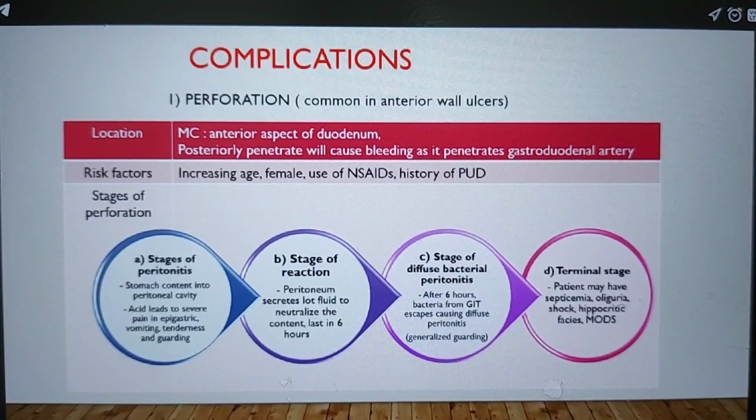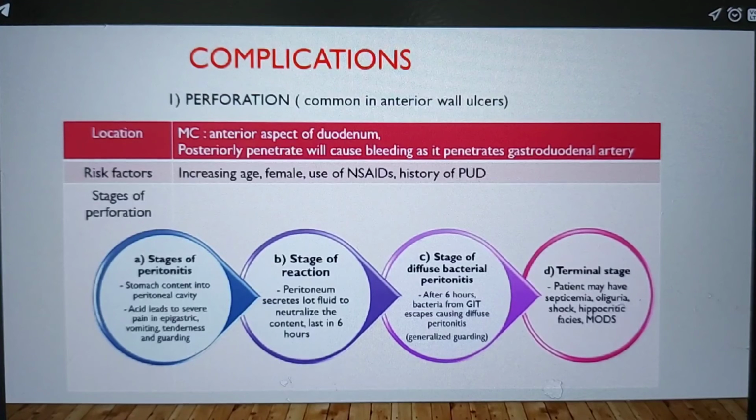Next, I will be sharing about the complications of peptic ulcer disease, the most common one being perforation. It occurs commonly in the duodenal ulcer. The location is usually at the anterior aspect of the duodenum. The perforation has risk factors like increasing age, female sex, use of NSAIDs, or history of smoking.